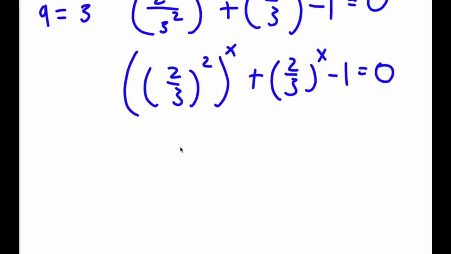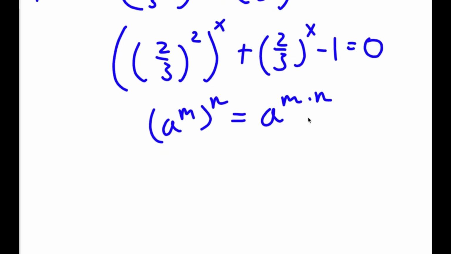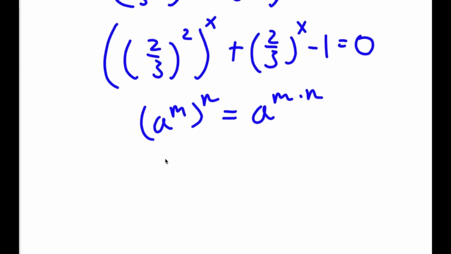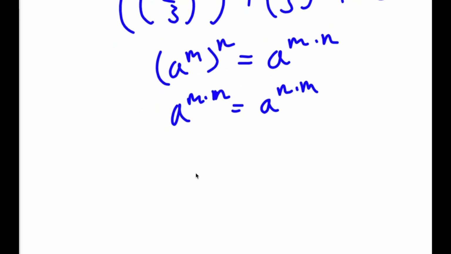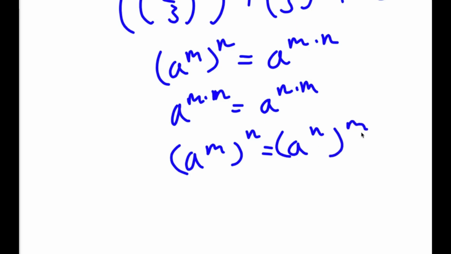Now, if I have something in the form a to the power of m to the power of n, this is equal to a to the power of m times n. And notice how n and m are interchangeable because they are multiplying with each other, meaning a to the power of m times n is the same thing as a to the power of n times m. And if this is true, then this must mean that a to the power of m to the power of n is the same thing as a to the power of n to the power of m.